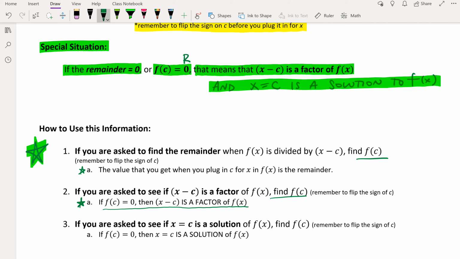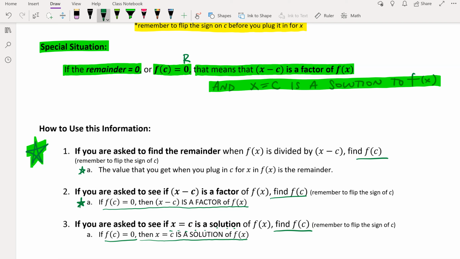All right, and last, if you're asked to see if x equals c is a solution, so it might ask you, is x equals c a solution of f of x? Again, find f of c. You can plug in c. Remember to flip the sign on c. And if f of c equals 0, then x equals c is a solution of f of x. Okay, so I'm going to give you like 15 more seconds to write all of that down. I would love for you to get all of those things in your notebook. And then we'll get some practice problems or example problems.